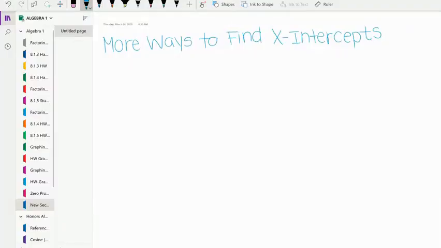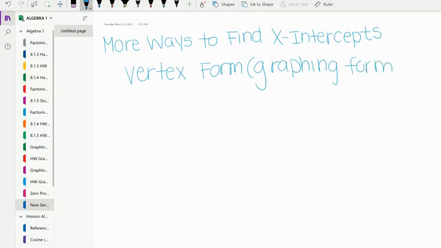Talk about more ways to find x-intercepts. So before we do that, you are going to need to know what graphing form looks like, which you should kind of remember just because it's very similar to absolute value. So we typically call it vertex form, but some people refer to it also as graphing form. All right, so vertex form for a parabola is y equals a times x minus h squared plus k.